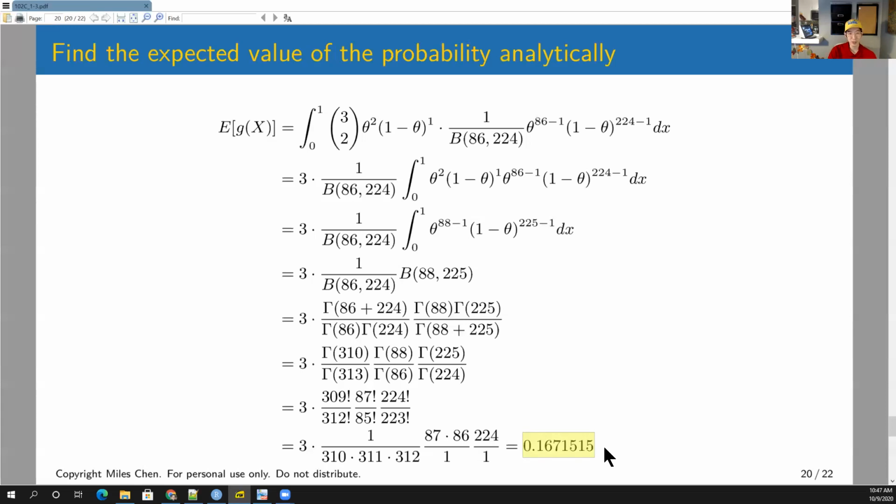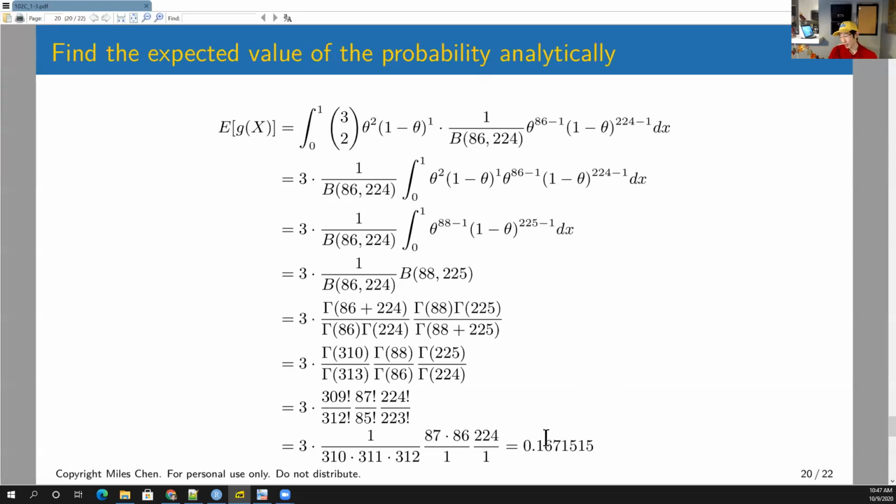The analytic approach to getting the expected value of this function was a simple question: what's the probability of getting 2 hits in 3 at-bats? Normally a very easy question, you just plug in a number, but now, because theta is a random variable with its own distribution, we have to solve an integral to get the expected value here.